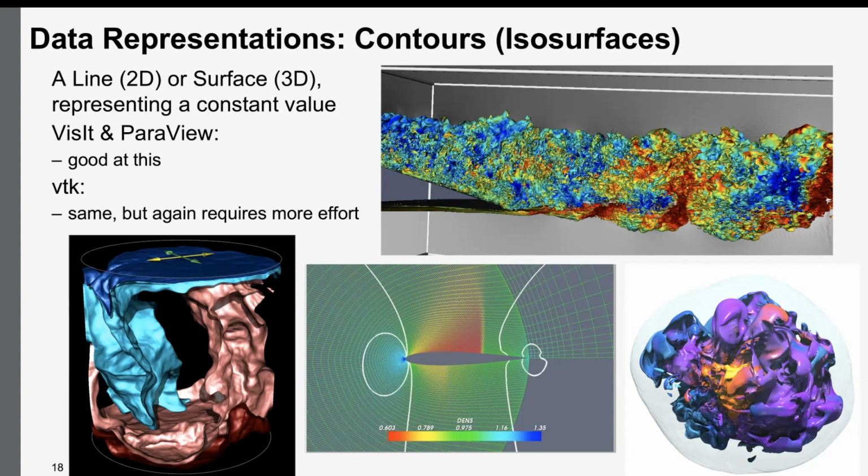And that's largely what data visualization is about: taking graphical attributes and assigning them to attributes of your data, right? And so representing different attributes of the data through different types of representations. Again, mapping this to the tools, VisIt and ParaView are very good at this. VTK again is good, but does require some additional effort.